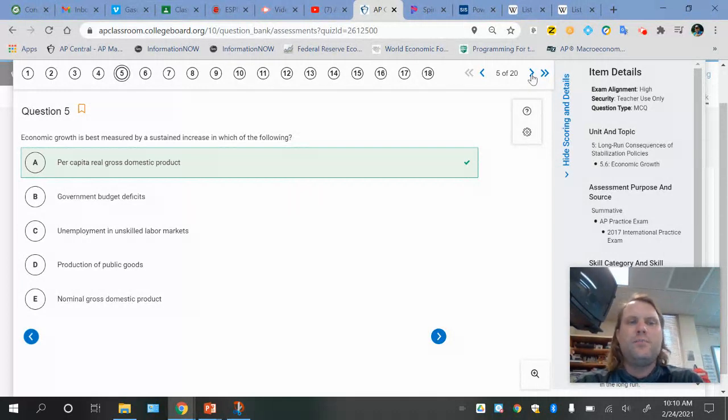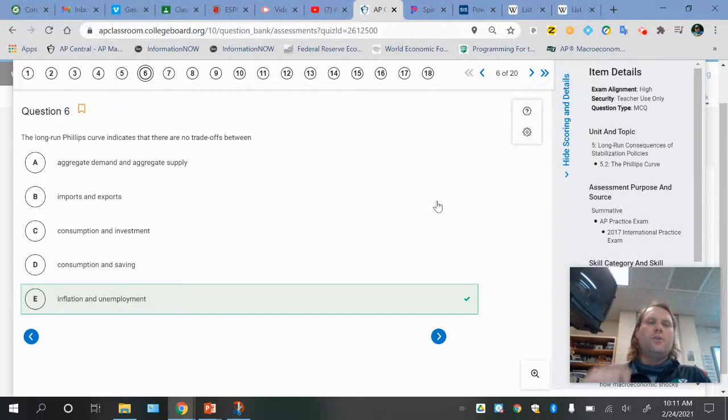Going through these other ones, budget deficits are not going to do it. Remember, that's going to eventually raise interest rates with our loanable funds graph, which eventually decreases our aggregate demand. Unemployment isn't going to do it because, again, that means people are unproductive. Production of public goods doesn't necessarily do it; that's the government purchasing those public goods. And nominal GDP, again, is just year to year. That always goes up anyway, generally caused by inflation. So we want real GDP. We want the real value. That's your best answer.